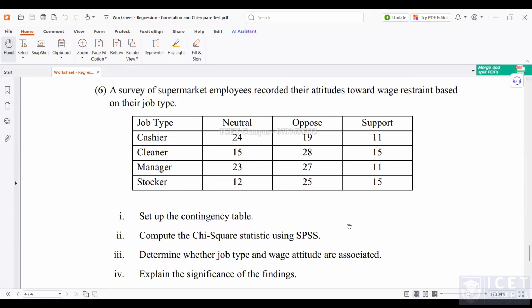Therefore, we can write, first we have to write the null hypothesis. How can we write it? There is no association between job type and wage attitudes. So that is the null hypothesis. Then the alternative hypothesis is that there is a significant association between job type and wage attitude. Okay. Right. So then we can enter the data.